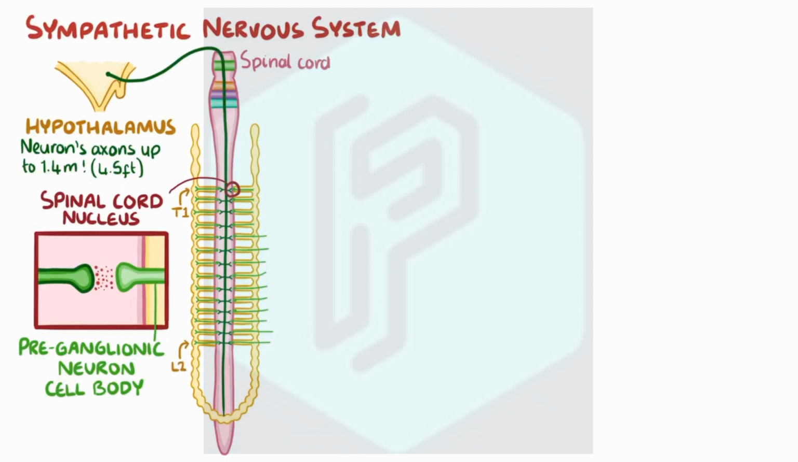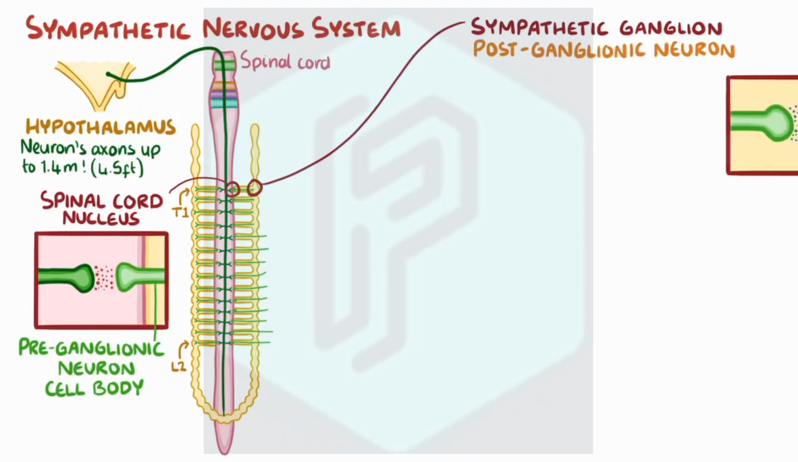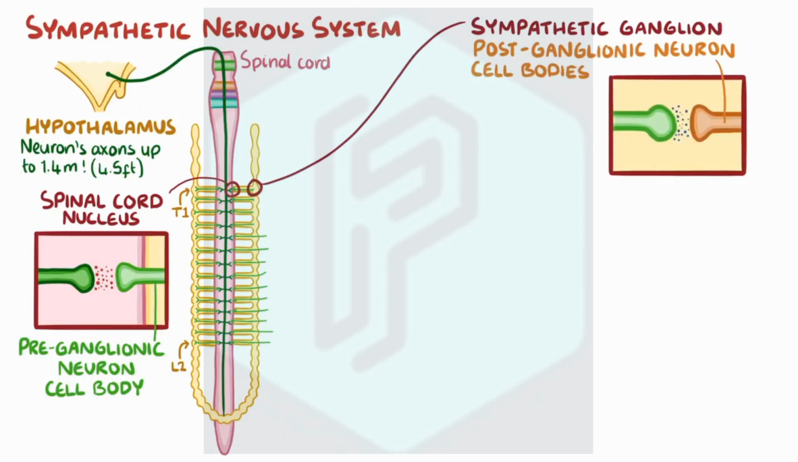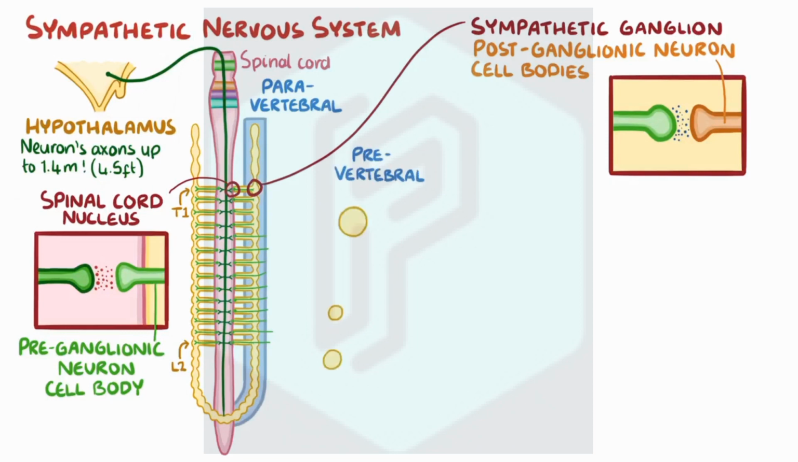From there, the signal goes from the preganglionic neurons down its relatively short axon, exits the spinal cord, and reaches the nearby sympathetic ganglion, which is made up of lots of postganglionic neuron cell bodies. Sympathetic ganglia are divided into two major groups. These are paravertebral and prevertebral ganglia, based on their location.